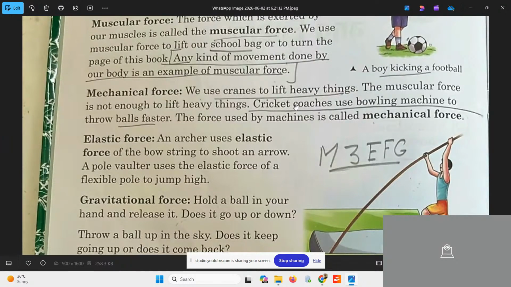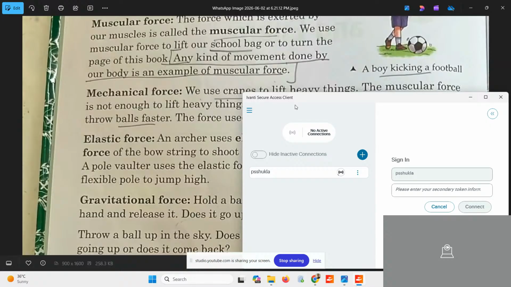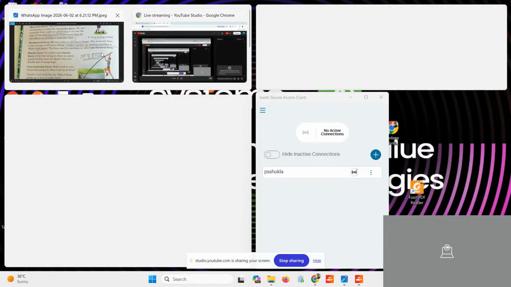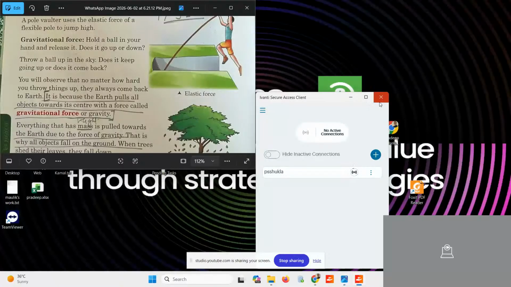The muscular force is not enough to lift a heavy thing. Can you lift a heavy thing with muscular force? No. So in order to do this, what do we need? We need a machine. What are they saying? Cricket coaches use what? Bowling machines.